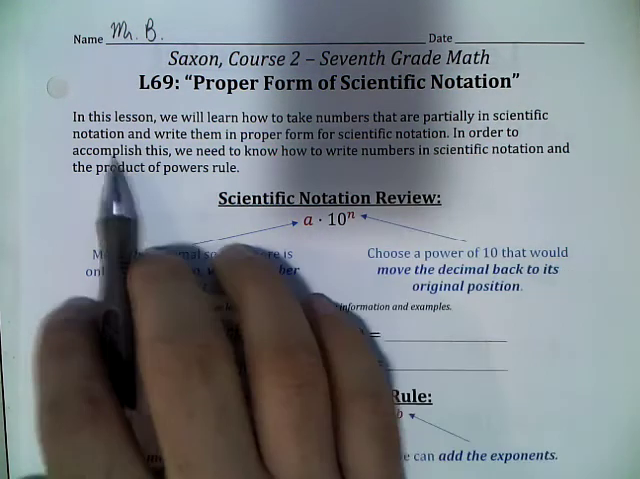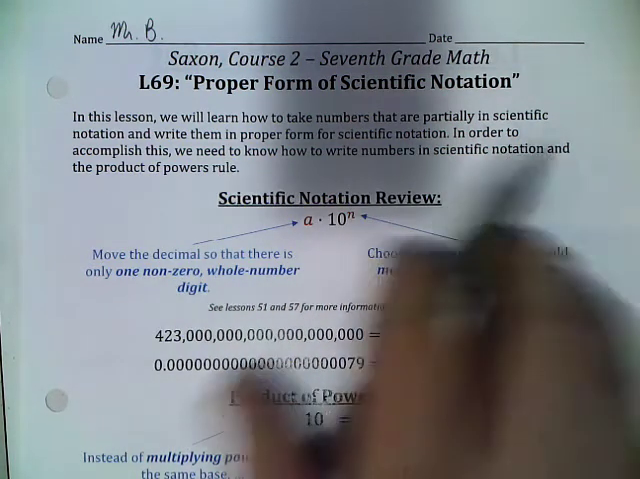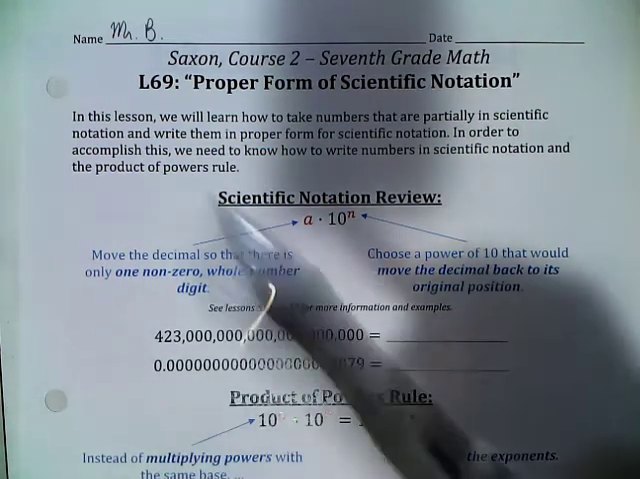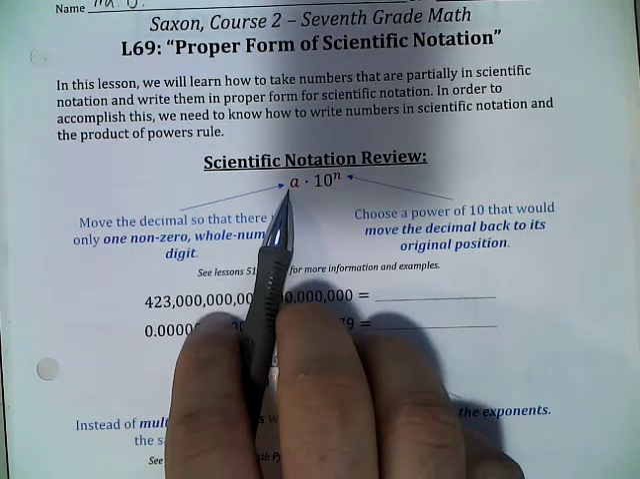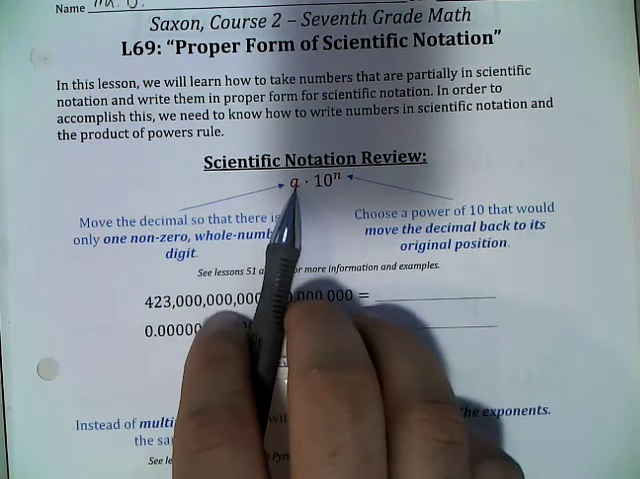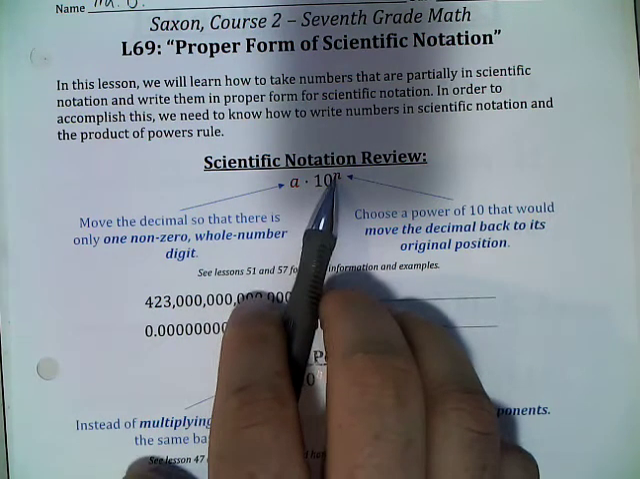In order to accomplish this, we need to know how to write numbers in scientific notation and the product of powers rule. So we're going to review those two things here to start off with. So first of all, scientific notation. Scientific notation is always of this form. So we have a number out front here. This is called the coefficient. And then we multiply by a power of 10.